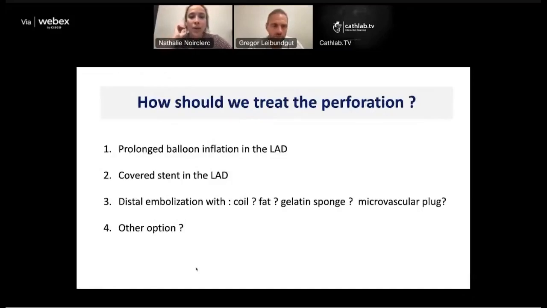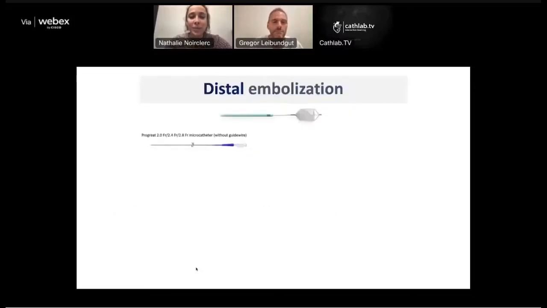So how should we treat this perforation? Leave it this way, prolonged balloon inflation, covered stent in the LAD, distal embolization. What do you think? Leave it. Okay. So we decided to perform a distal embolization with the plug. At this moment, Eric told me, okay, don't worry, it's very cheap. In fact, it's very expensive, but it's very practical and easy.